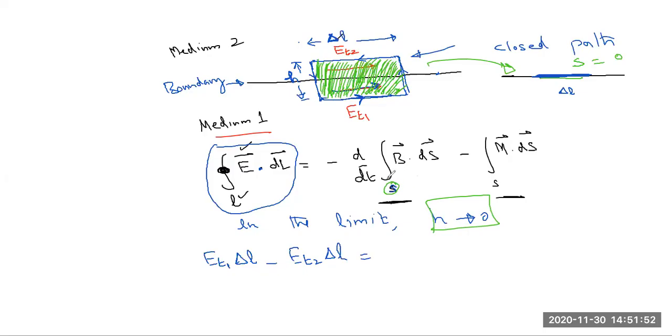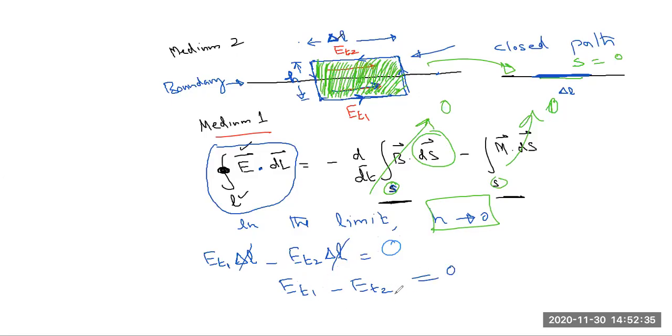So if there is no surface, it means the magnetic flux passing through the surface will also be 0, because flux depends on area. If there is no area, no flux passes. Similarly, this S is also 0. So on the right hand side, we have 0, so this will cancel out. So finally, what do you get? You get ET1 minus ET2 is equal to 0.